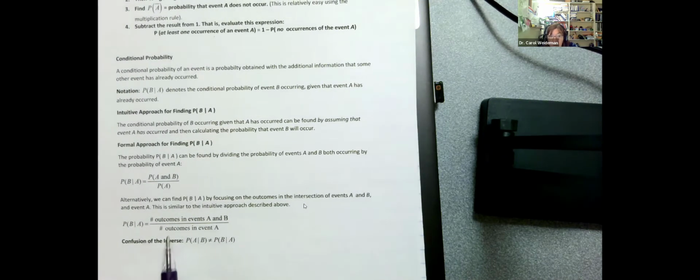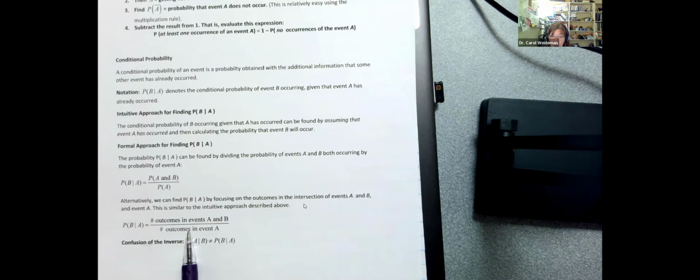That goes down here. So when we're conditioning, we're only considering the outcomes in the sample space that apply to event A. And of those outcomes, how many of them also apply to event B? And that's what a conditional probability is. We're going to work some problems, again, mostly with tables. And confusion of the inverse: the probability of A given B almost always does not equal the probability of B given A. So you have to read the problem very carefully to see which way you want to do the conditional probability. Okay, so you want to be really careful about that.